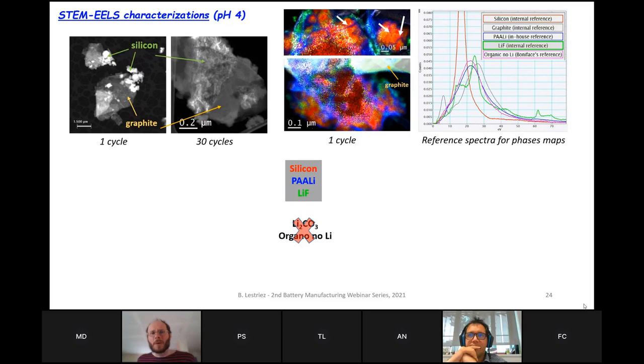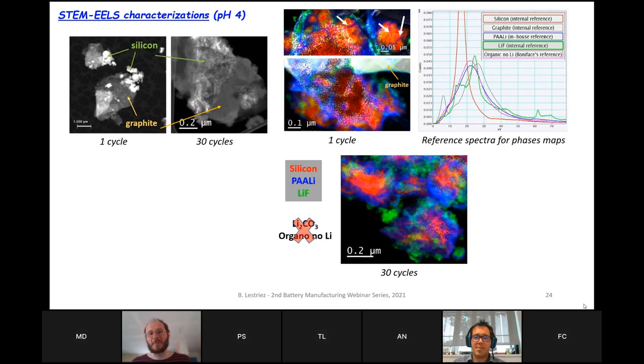Next. With EELS, we did some chemical mapping. Here are shown some phase maps that were obtained thanks to reference spectra. And what was really spectacular for us is that the only materials we found for cycled electrodes were, of course, silicon and graphite. Also, the lithium polyacrylate binder, and the only liquid electrolyte degradation product we could find was lithium fluoride. We did not find any lithium carbonate or an organic material without lithium, which is very peculiar and likely could be attributed to the peculiar composition of our electrolyte.